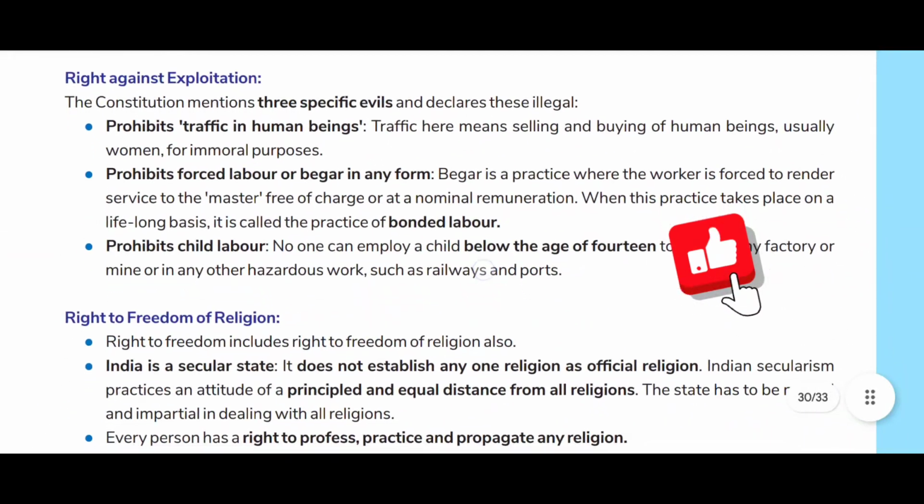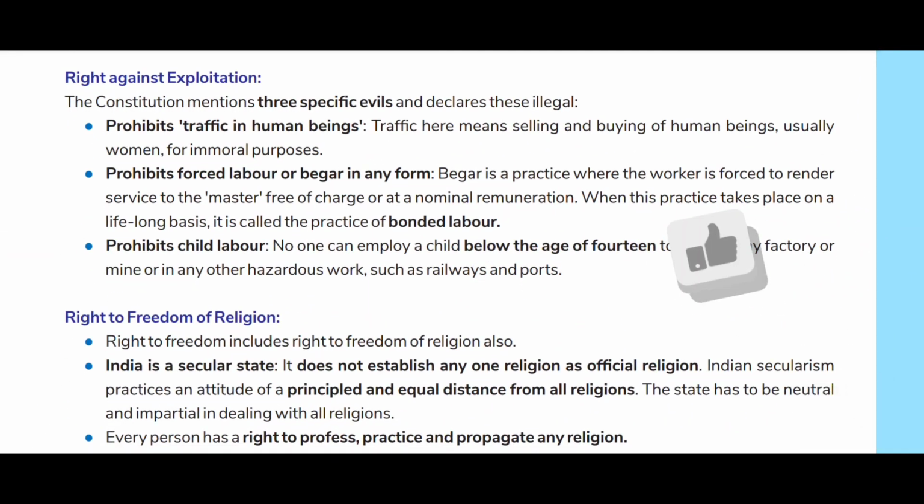Right against exploitation. The Constitution mentions three specific evils and declares these illegal. Prohibits traffic in human beings. Traffic here means selling and buying of human beings, usually women, for immoral purposes. Prohibits forced labor or begar in any form.